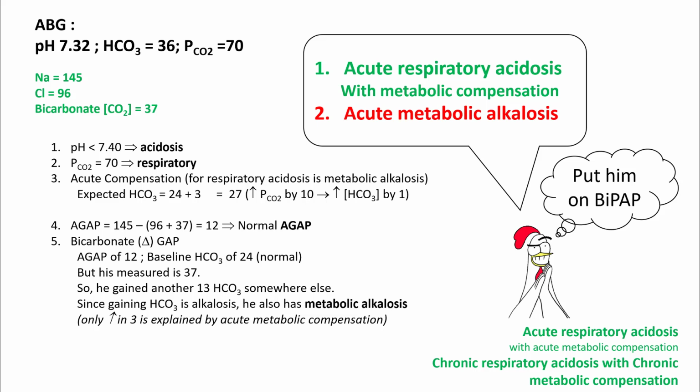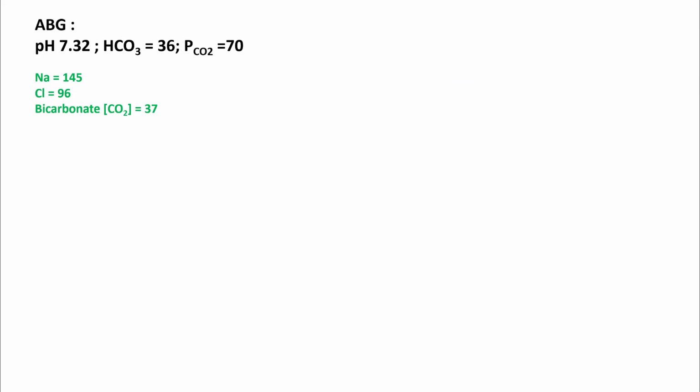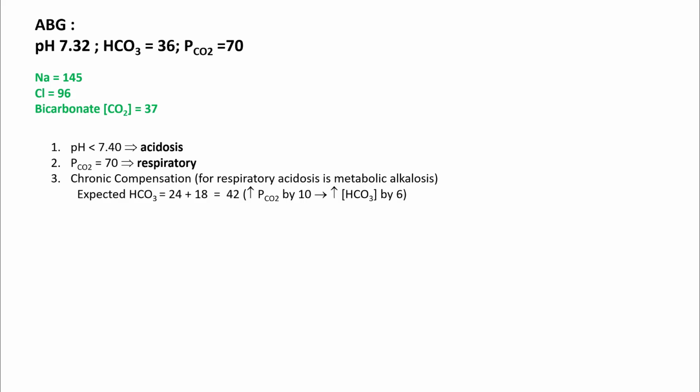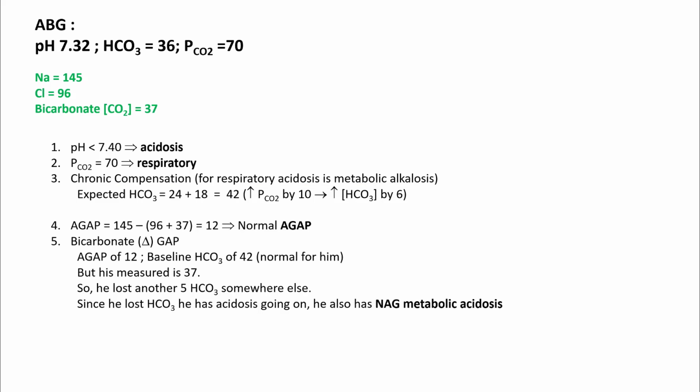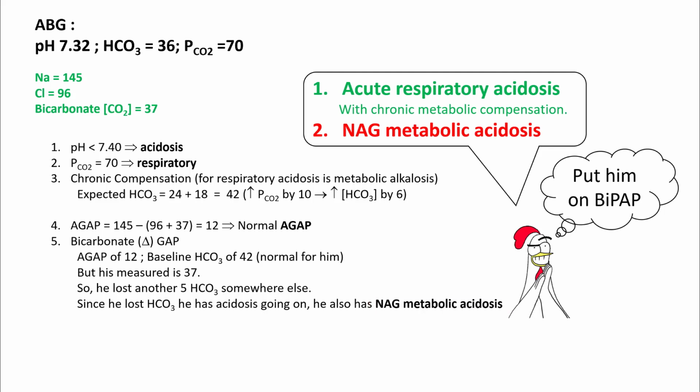So you may say that we may have taken the acute compensation, but what about chronic compensation? So let's do this ABG again. Again, we have respiratory acidosis, but now we'll compensate using chronic compensation. So your expected Bicarb should be up by 18 to 42. Anion gap is still 12, and looking at the Bicarb gap, since his baseline is 42, but his measured is only 37, he lost 5 Bicarb somewhere else, so he also has a non-anion gap metabolic acidosis, which we know is not true.